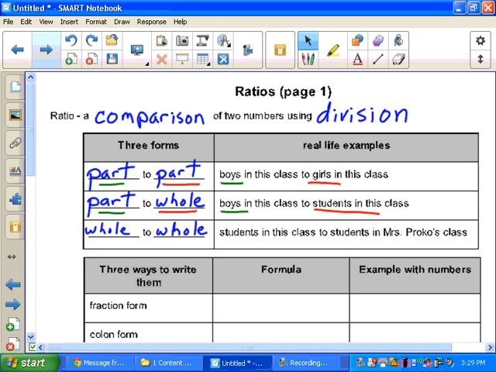And an example of this would be the students in this class being our whole class, and the students in Ms. Proko's class being her whole class. So when we're talking about ratios, we can be talking about a part-to-part comparison, a part-to-whole comparison, or a whole-to-whole comparison.